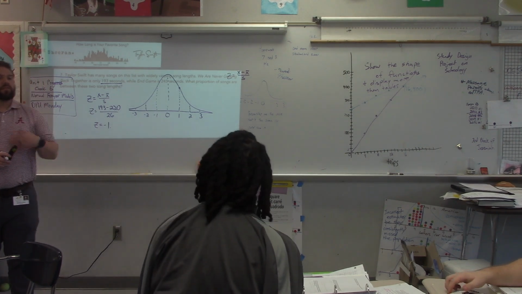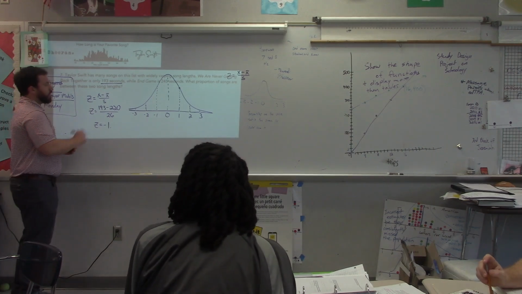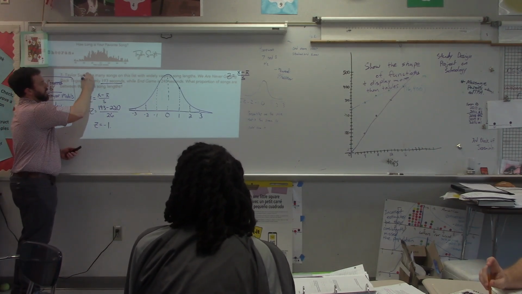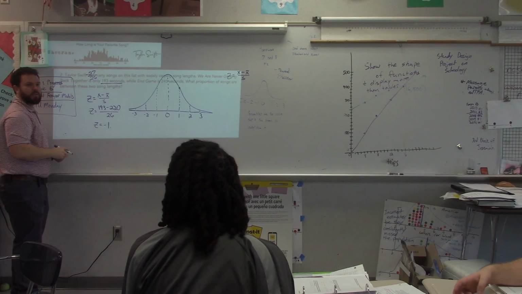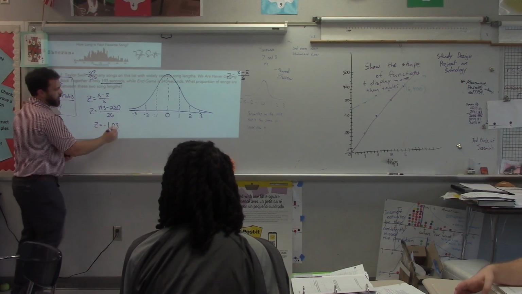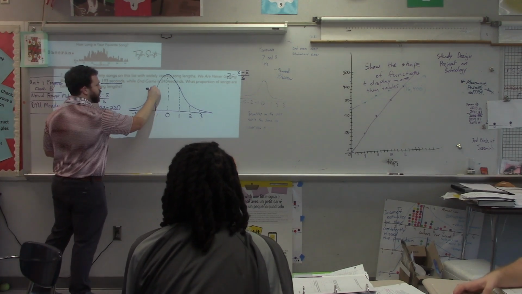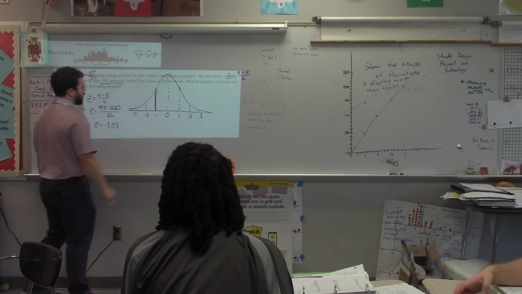Gotcha. If you want to make sure that it's not a rounding issue, you can actually put it into the calculator as this. Like you can actually put that in. I would get the decimals to negative 1.03, ish. Just mark it right here.